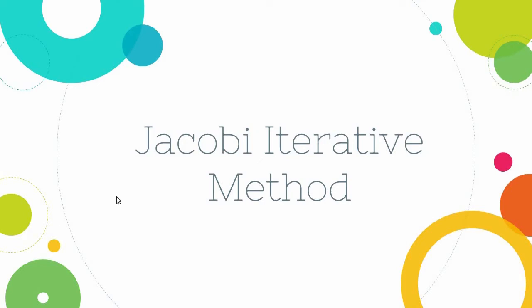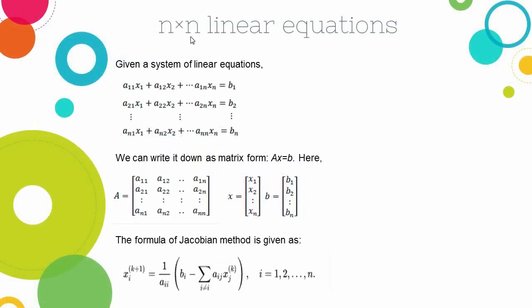Today we're going to talk about using the Jacobi iterative method to solve a system of linear equations. Now let's take a look at n times n linear equations. Given a system of linear equations, we can write it in matrix form Ax equals b.